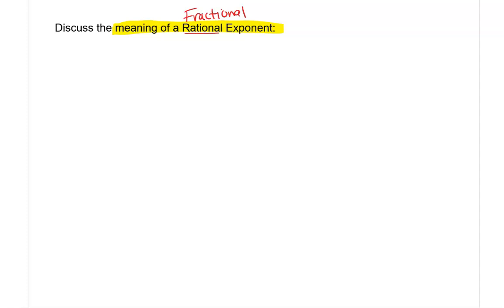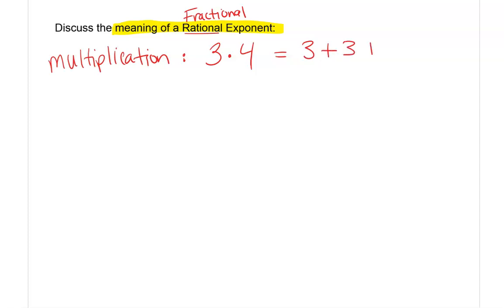What I want you to first think about is the meaning of multiplication in general. For example, let's say you had 3 times 4. That would indicate that you're adding 3 to itself 4 times. I want you to think of multiplication as repeated addition. The number you're multiplying by is telling you how many times to add the 3 in this case.